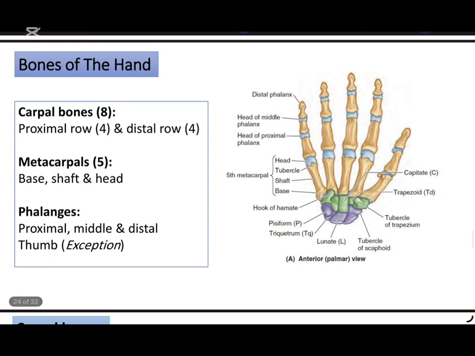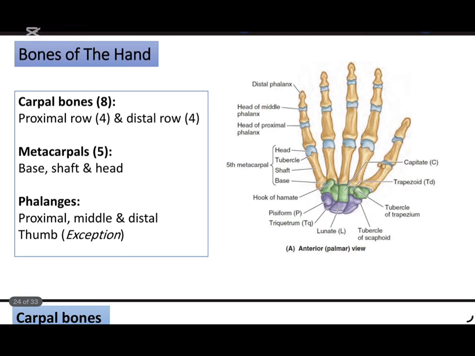I have a group of bones forming the hand. We call them the carpal bones, the metacarpal bones, and the phalanges. Okay? Let's start with the carpal bones. What type of bones are they? Short bones. Okay, so they are short bones. They are 8 in number. They are located in 2 rows, each row with 4 bones. We call them the proximal row and the distal row.